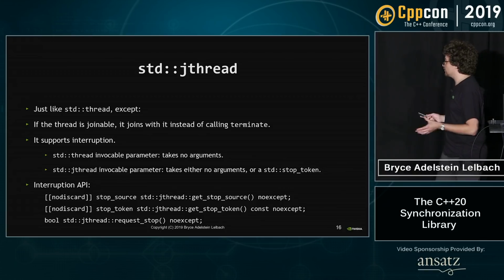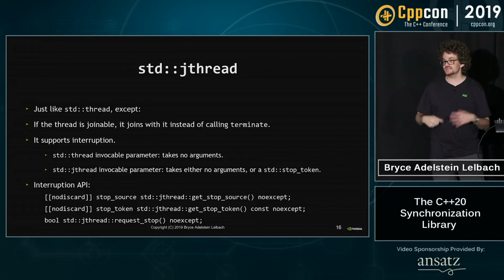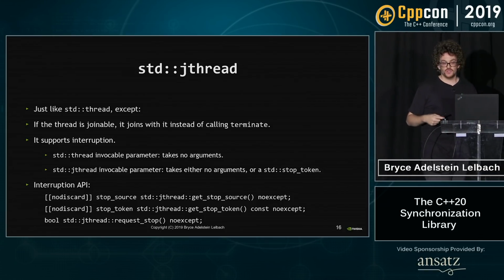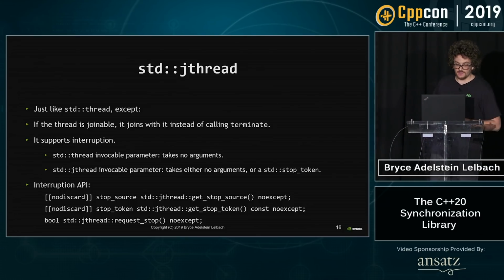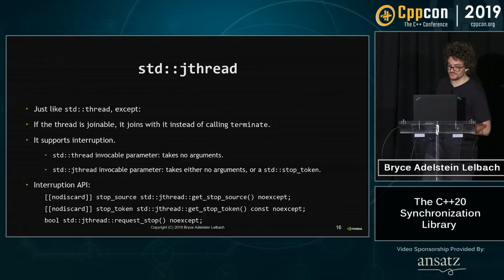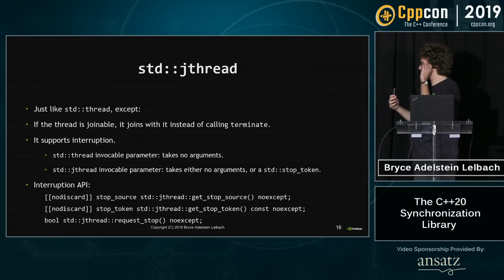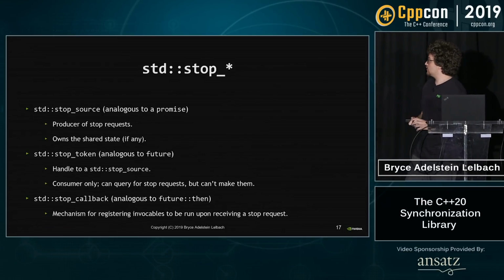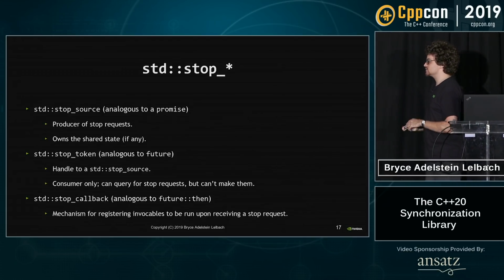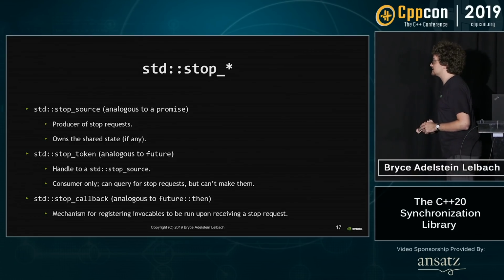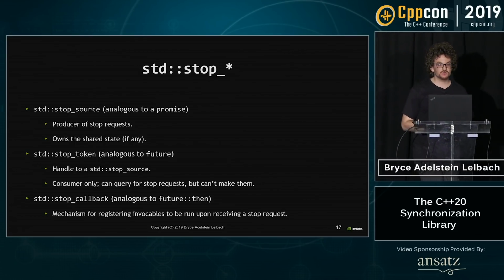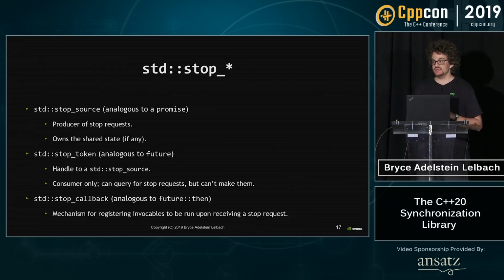Std thread takes an invocable that takes no parameters. Std JThread can take an invocable that either takes no parameters or that takes a stop token parameter. And there's a couple different parts of this stop token machinery. So you've got stop source, which is sort of analogous to a promise. It is the producer of stop requests. It owns the shared state of the stop request.